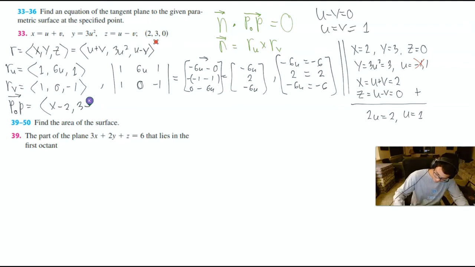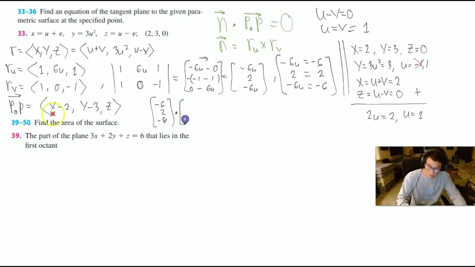So 3, Y minus 3, and then Z minus 0 is just Z. Okay, so that's our position vector. So now, when we take the cross product of them, not the cross product, when we take the dot product, my bad. So I write out these vectors, so -6, 2, and -6, dotted with this right here, which is X minus 2, Y minus 3, and Z.